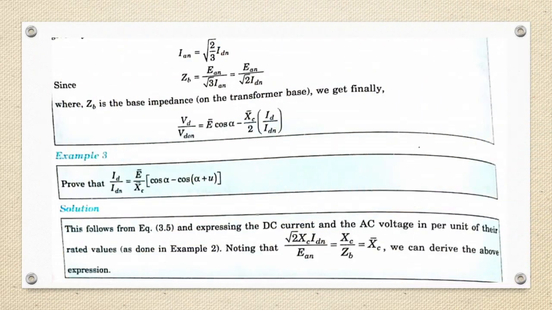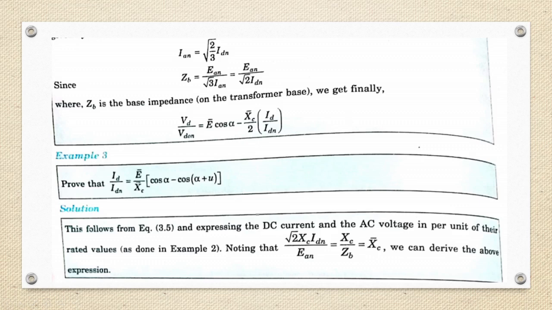IAN is equal to root of 2 by 3 IDN. So we are noting that the rated AC current including harmonic current components is denoted by IAN. So IAN is given by root of 2 by 3 IDN, and ZB is equal to EAN by root 3 IAN, that is EAN by root 2 IDN, where ZB is the base impedance. So we will finally get Vd by Vd0n is E cos alpha minus Xc by 2 Id by IDN.